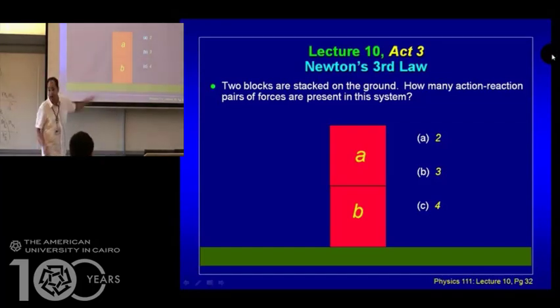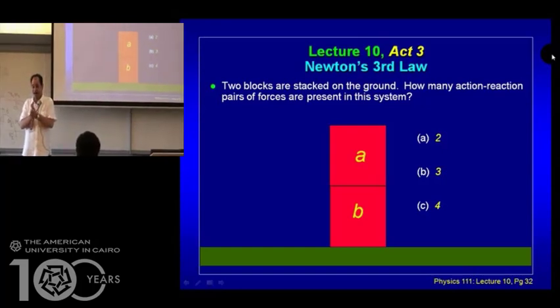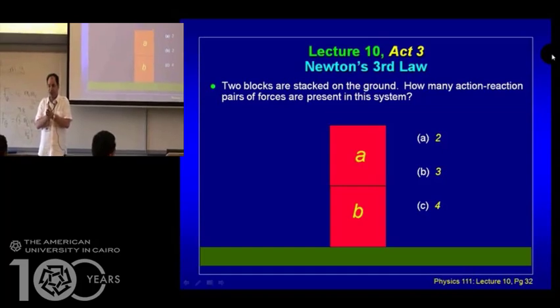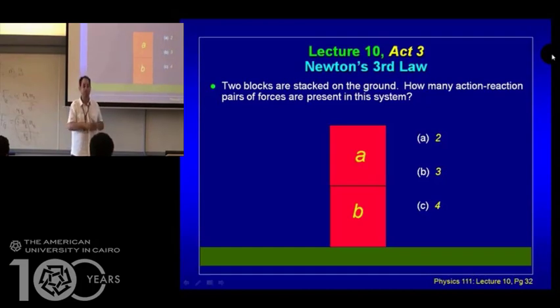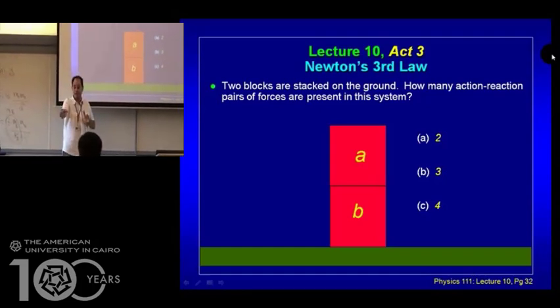Because they are in contact, there's no gravity between them, because that distance is very, very small, so you can ignore that. But if you want to count it, that's okay. Then it can be 5. If you want to count it, that's good. Okay, well, Nada, what did you say?